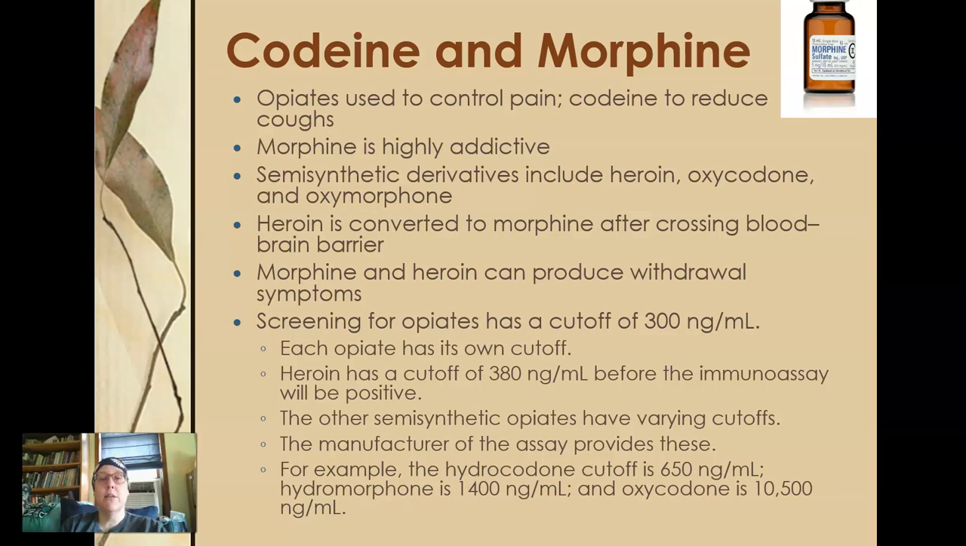The semi-synthetic derivatives of morphine include heroin, oxycodone, and oxymorphone. Heroin is converted to morphine after crossing the blood-brain barrier. And they're really good at controlling pain. Morphine and heroin can produce withdrawal symptoms. Now, heroin is the form that's used as an illicit drug. Morphine is usually prescribed and used under the guidance of a doctor.